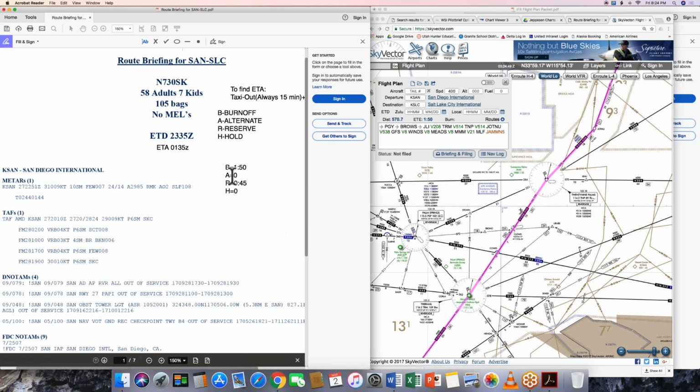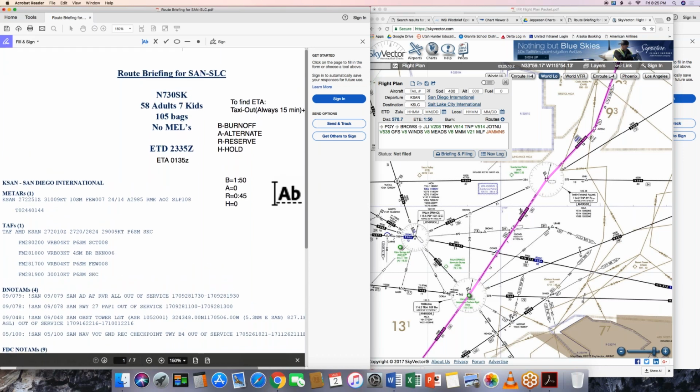This is how much fuel we're going to use to calculate our fuel on our weight and balance. So to calculate our weight and balance, we're going to look at this. So that being said, we have, let's see.